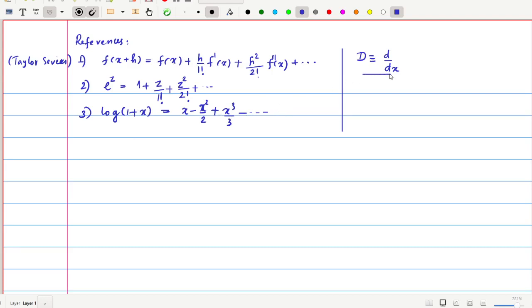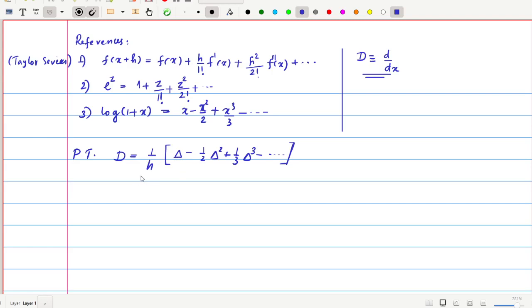And one thing you need to remember is that the differential operator d by dx is denoted by capital letter D. Okay, so using this we need to prove some problems. First problem is we need to prove that capital D is nothing but 1 by h times the forward difference delta minus 1 by 2 delta square plus 1 by 3 delta cube minus etc. We need to prove this formula. That means this is the relation between the differential operator and the forward difference operator.